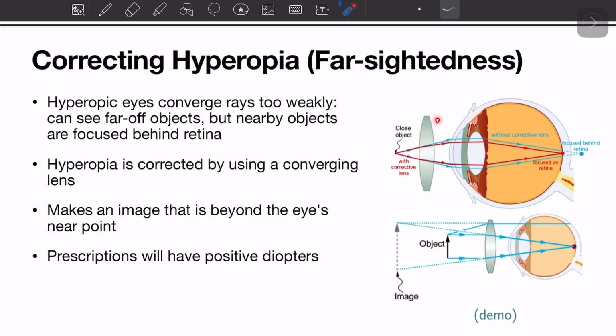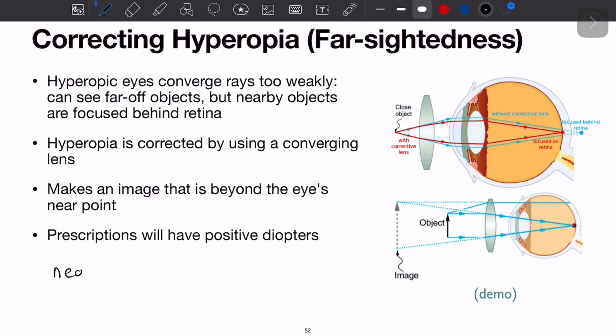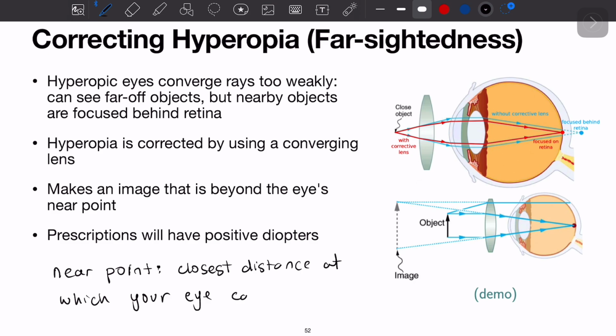So you use a converging lens to correct hyperopia, and it pretty much makes an image beyond the eye's near point. So let's talk about what this near point is. The near point for someone who's hyperopic is the closest distance at which your eye can focus nearby objects without any correction.